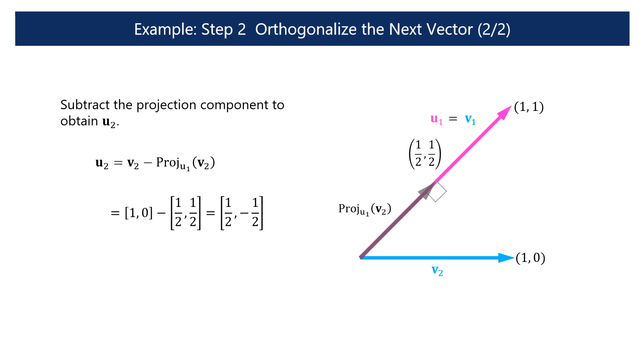So, why is the projection component subtracted? When v2 is projected onto the direction of u1, the component in the same direction as u1 is obtained. Subtracting this projection component from v2 removes the part aligned with u1. As a result, the remaining component is orthogonal to u1. This ensures that the new vector u2 is orthogonal to u1.